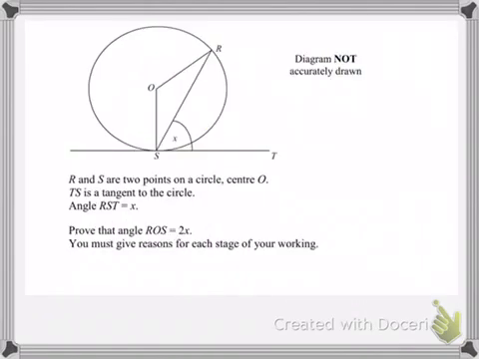Next one is a bit trickier because we're using algebra, and you have to prove that angle ROS is 2x, but do it the same way using the rules, only with letters instead of numbers. Pause and unpause for the answer.